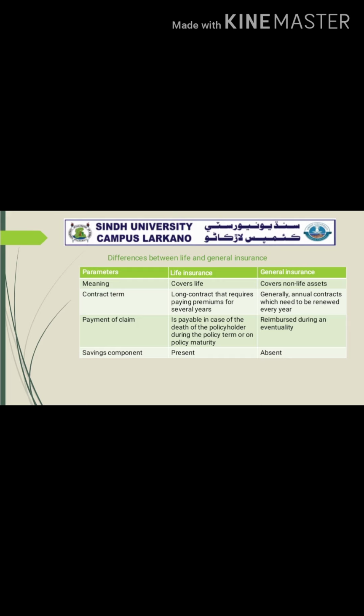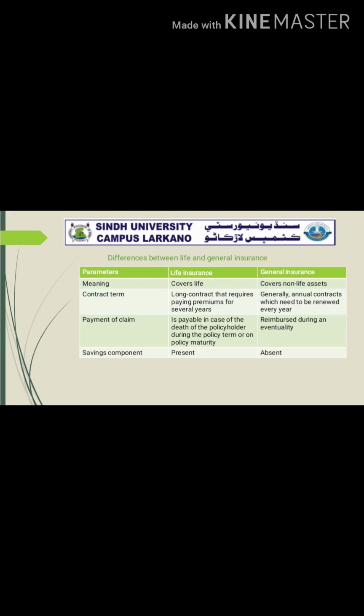The second point is the contract term. Life insurance is a long-term contract that requires paying premiums for several years, whereas general insurance has annual contracts which need to be renewed every year.